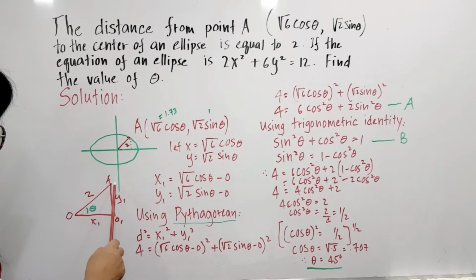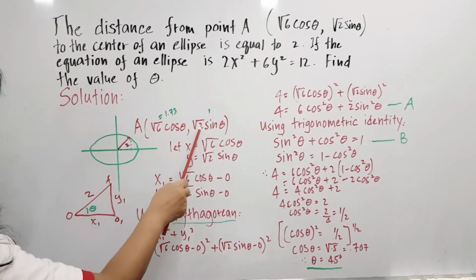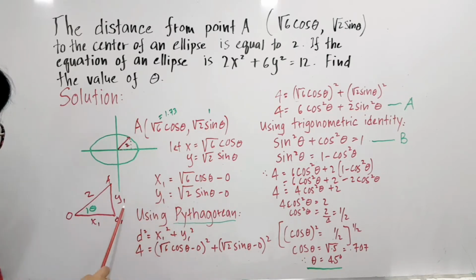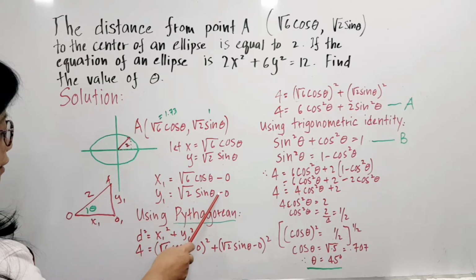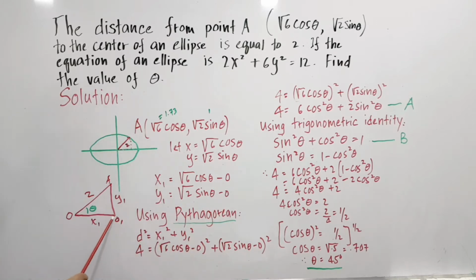And y1, i-represent natin from 0 to square root of 2 sine theta. Which is, so, y distance now, the distance from this one to this one is equal to square root of 2 sine theta minus 0. So, from here, minus 0, this is the y1 and this is the x1. Now, using the Pythagorean theorem, kasi dito kailangan natin isolve ang theta dito kasi, kaya dito kasi, ma-form natin.